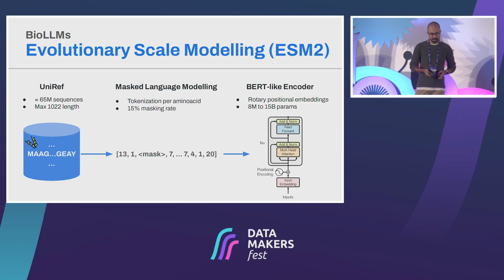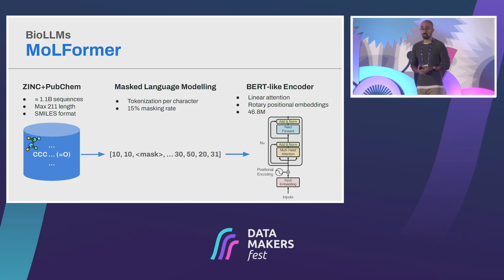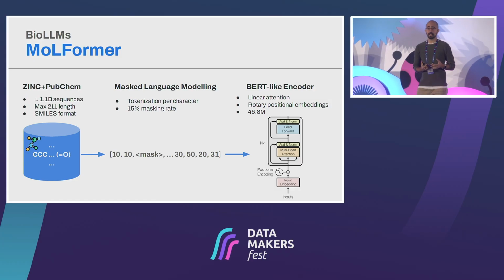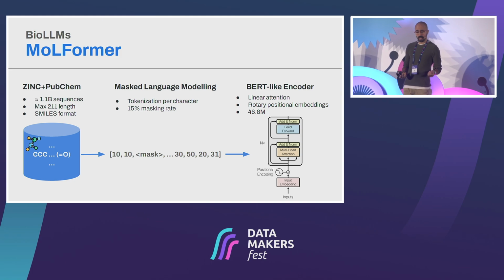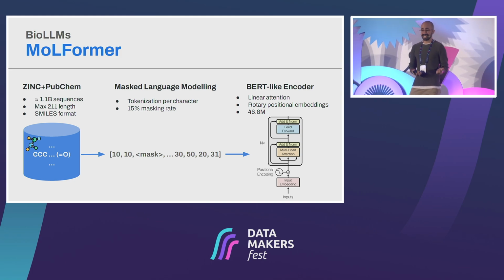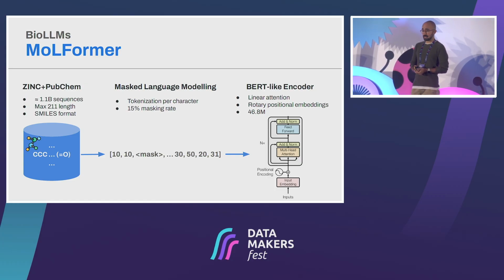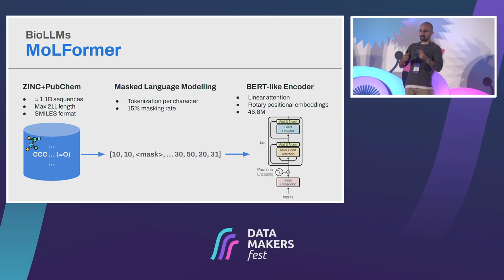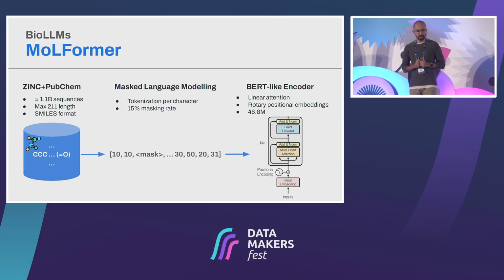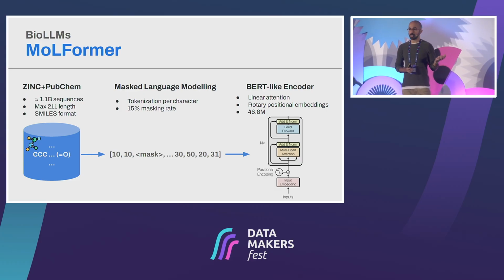Another model that I want to talk about today is MolFormer, which is basically a language model for molecules. Here they used, for example, ZINC and PubChem, which are databases of molecular data, and they trained on around 1.1 billion sequences using the SMILES format. These molecules were formatted in SMILES, which is just one particular way to turn these bonds and these atoms into strings. Then masked language modeling, pretty much the same thing.